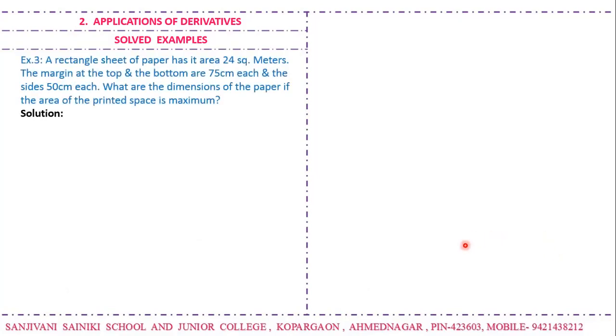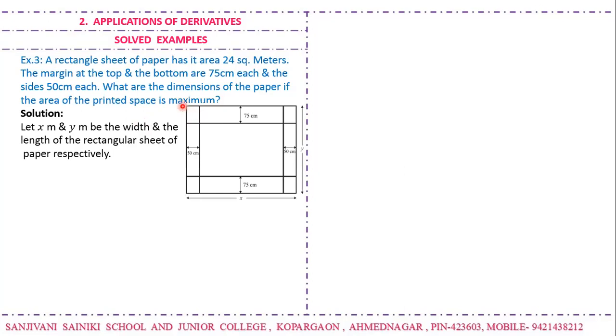The next example: a rectangular sheet of paper has an area of 24 square meters. The margins at the top and the bottom are 75 centimeters each, and the sides are 50 centimeters each. What are the dimensions of the paper if the area of the printed space is maximum? Suppose this is our paper sheet whose area is 24 square meters. Now all the dimensions we will consider in meters only.